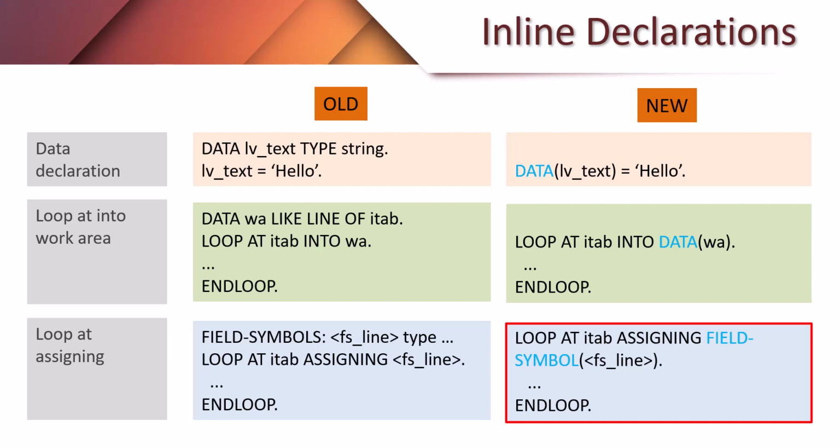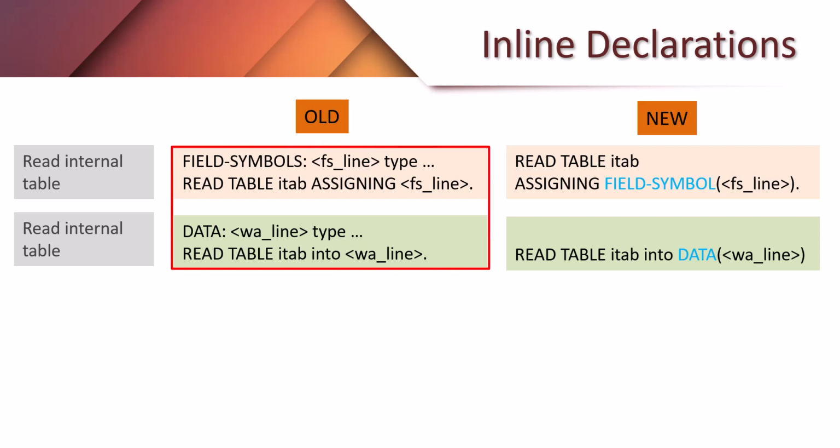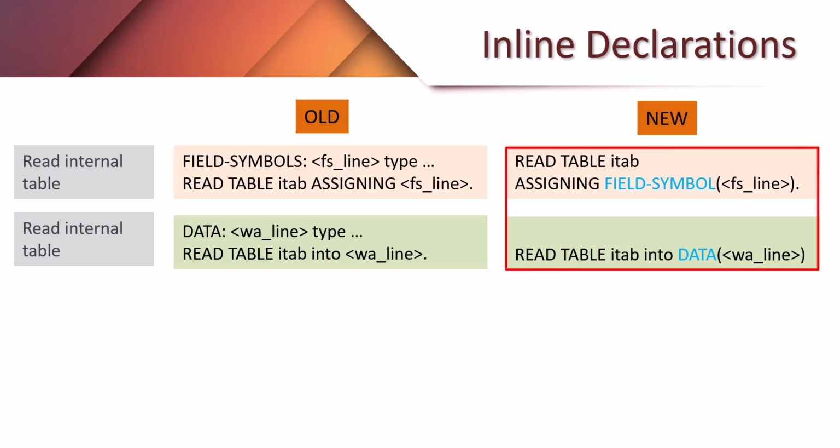The same logic applies when you try to read a single record from an internal table using the keyword READ TABLE. Instead of declaring explicitly in the program, you can use the declaration operator DATA or FIELD-SYMBOL in the READ TABLE statement itself to read the record of the internal table.